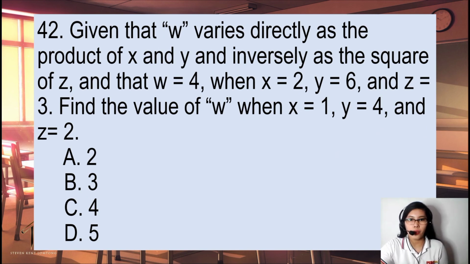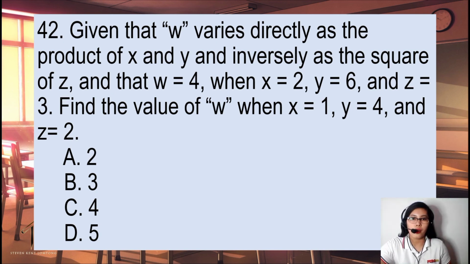Now, given that w varies directly as the product of x and y and inversely as the square of z, and that w is equal to 4 when x is equal to 2, y is equal to 6, and z is equal to 3, find the value of w when x is equal to 1, y is equal to 4, and z is equal to 2. So this is an example of a combined variation problem.